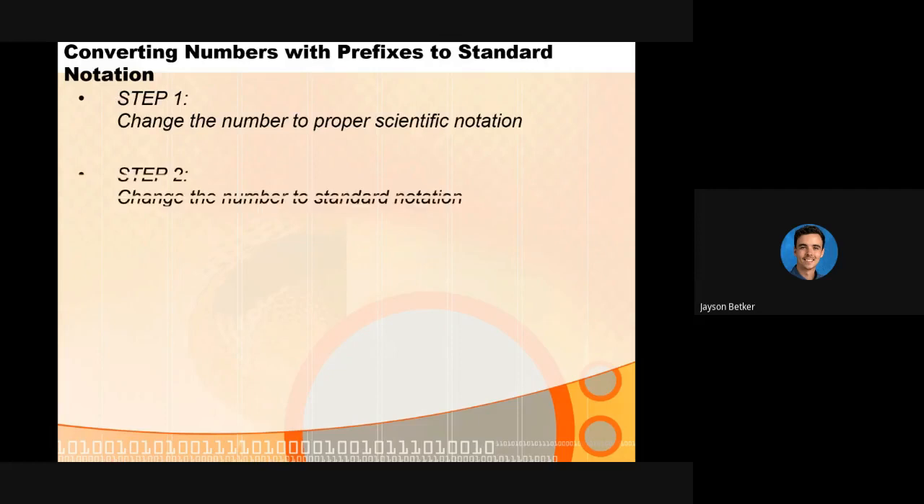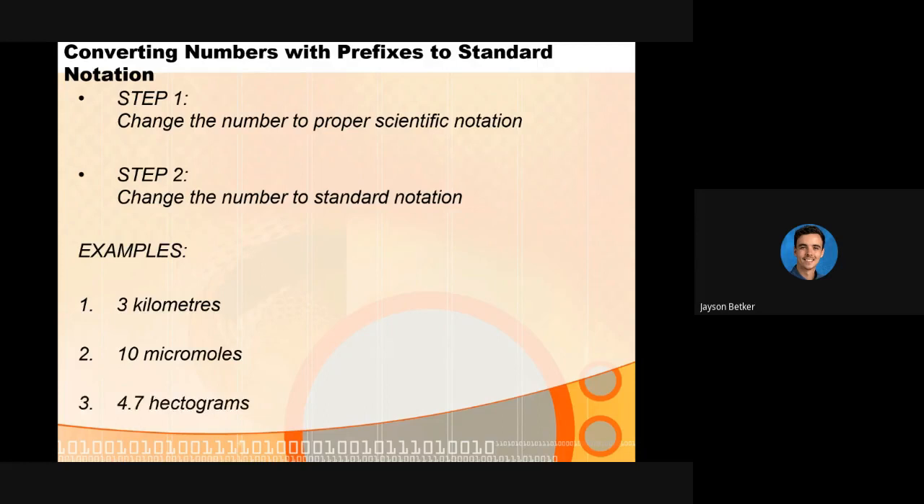Okay, now what if I wanted to go from a prefix to a standard notation? You basically just do the opposite. You change the number to be in proper scientific notation, then you change the number to be in standard notation. What I mean by that is 3 kilometers. You look at your sheet. Kilo means times 10 to the 3. So then that would be 3 times 10 to the 3 meters. And then I get rid of times 10 to the 3 and turn that back into 3,000 meters. So you can go either way.